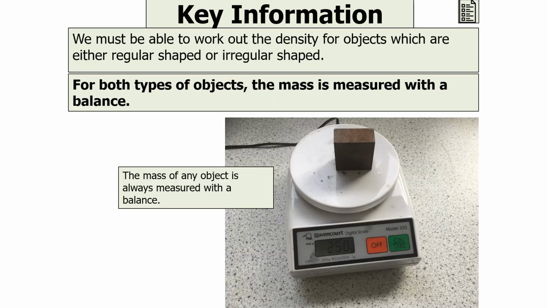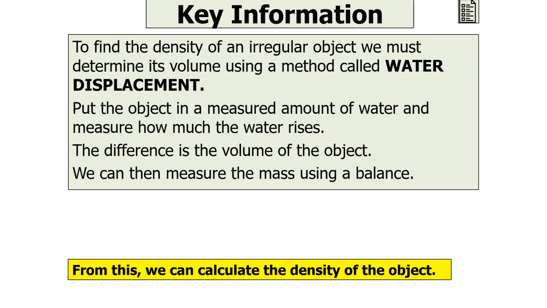But what about an irregular shaped object? Once again, we measure the mass with a balance. But to find the volume of an irregular shaped object, we must use a method called water displacement. So we put the object in a measured amount of water and measure how much the water rises. The difference is the volume of the object. We can then measure the mass using the balance. And then from this, we can calculate the density of the object.